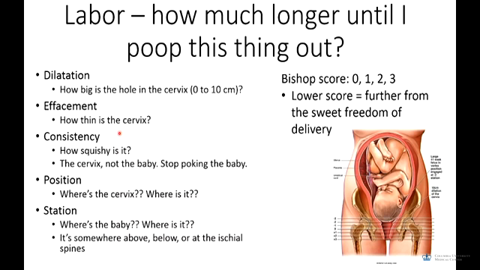So you want to think about a few factors. Dilation, so how big is the hole in the cervix from 0 to 10 centimeters. Effacement, which is how thin is the cervix. Consistency, how squishy is it? The cervix, not the baby, so don't poke the baby. Position, where is the cervix? And station, where is the baby relative to the ischial spines?